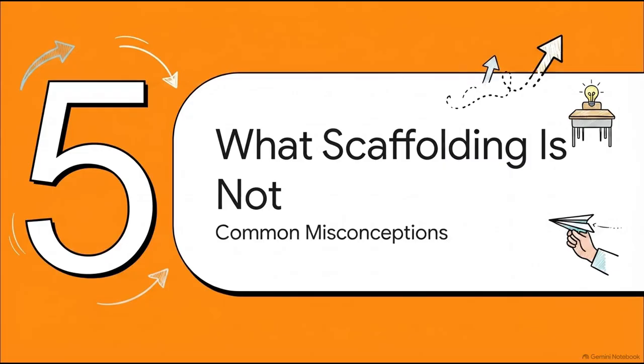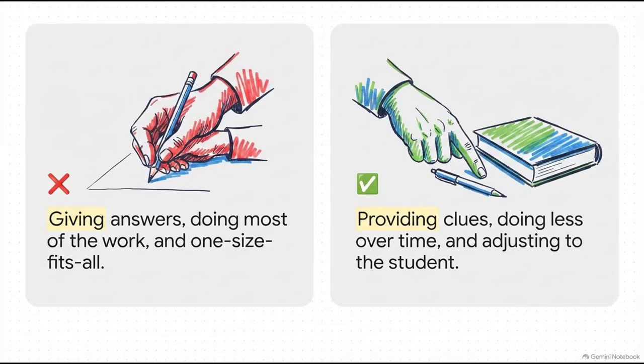Finally, let's wrap things up with Section 5, what scaffolding is not. To finish our framework, we really need to use a bit of contrast to clear up some super common misconceptions. We have to draw a really sharp line in the sand here. True scaffolding is fundamentally different from just rescuing a struggling student. The wrong idea is giving the answer. The right idea is giving a clue so they can discover the answer themselves.